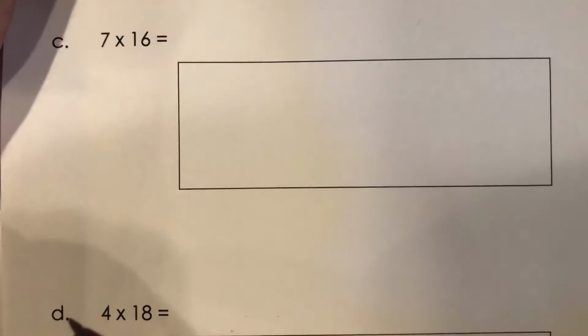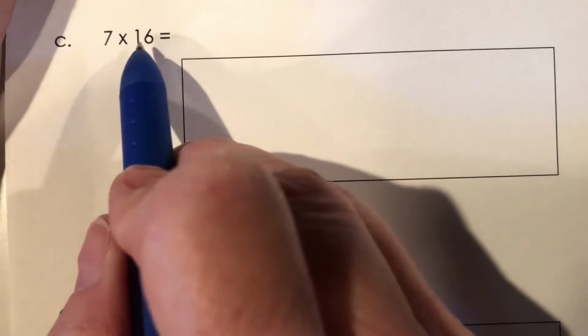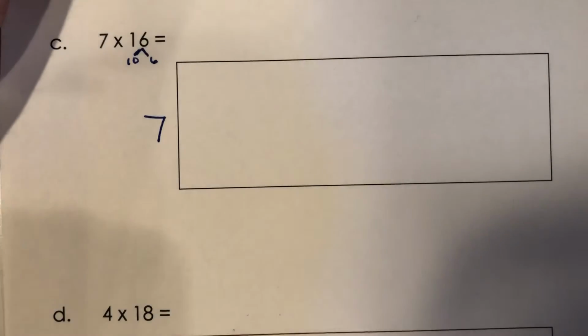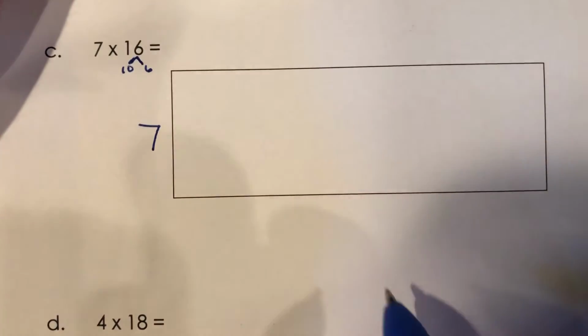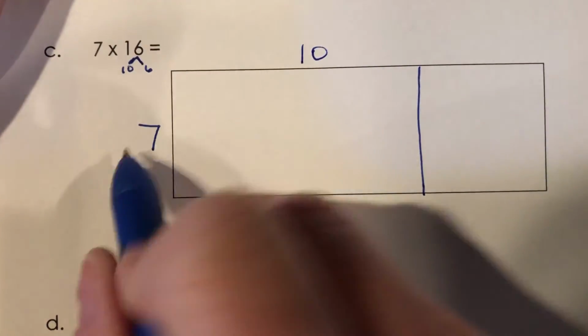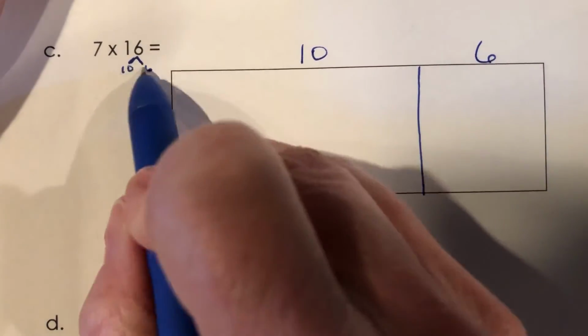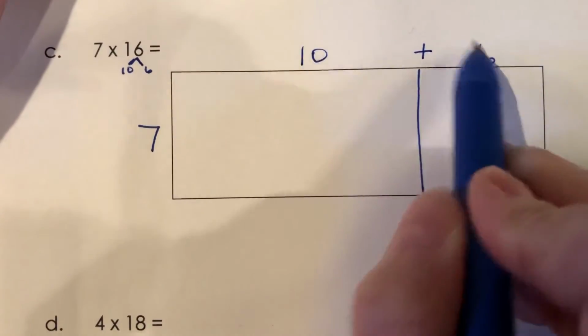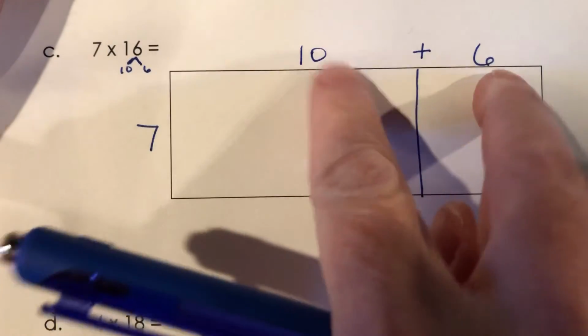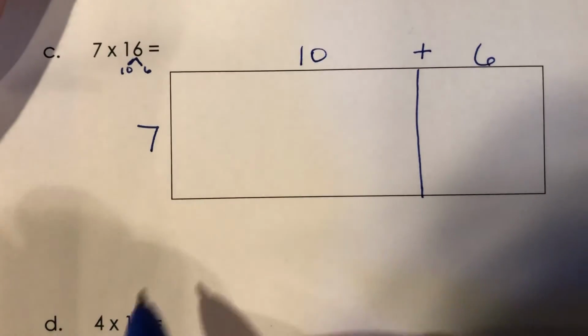All right, so take a look at this next one. I have 7 times 16. And when I look at this, I would break this 16 up into numbers that are easy to multiply, right? 10 and 6. So I'm going to write 7 on this side of the rectangle. And instead of writing 16, I'm going to break this up into 2 sections, and I'm going to multiply 7 by 10, and I'm going to multiply 7 by 6. So this together is the other factor. We're just making it, instead of having to do 7 times 16, we're making it into 2 smaller multiplication problems that are easier to solve.